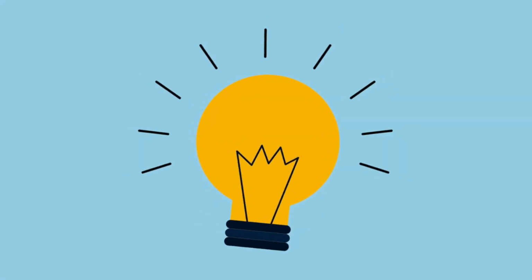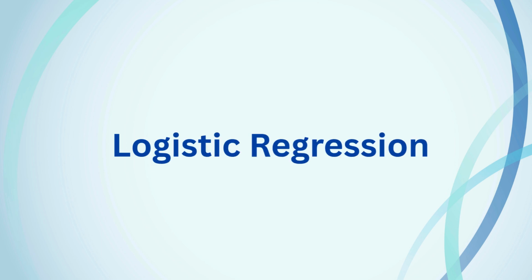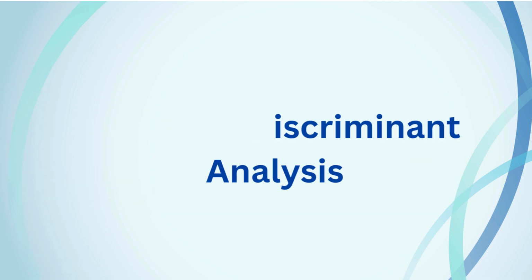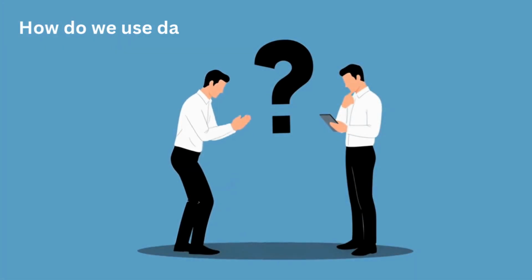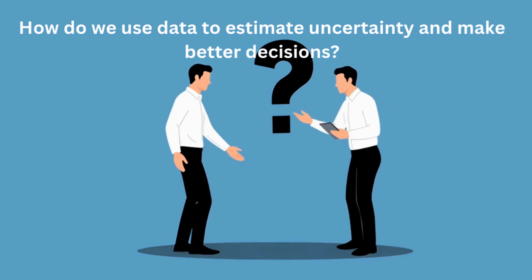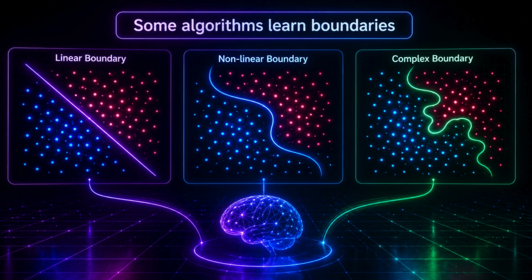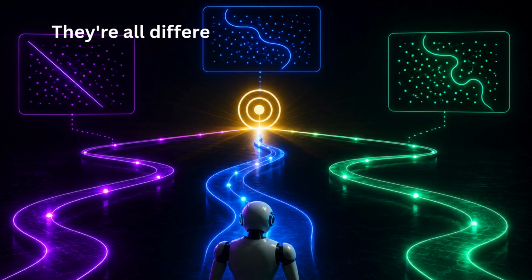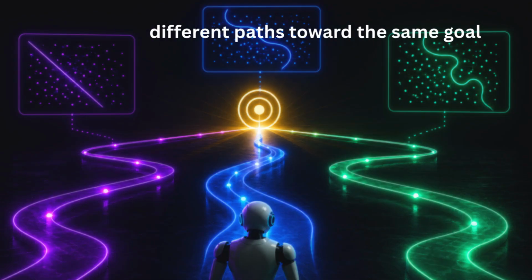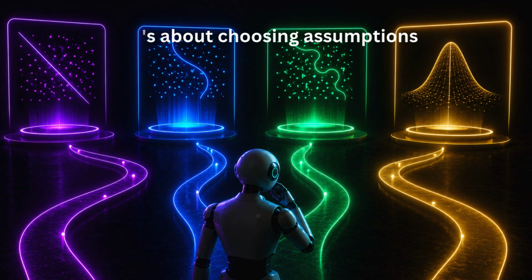And that's the key idea. Logistic regression, Gaussian discriminant analysis, naive Bayes. They may look different, but they're all trying to solve the same problem. How do we use data to estimate uncertainty and make better decisions? Some algorithms learn boundaries. Others learn distributions. But they're all different paths toward the same goal. It's about choosing assumptions.